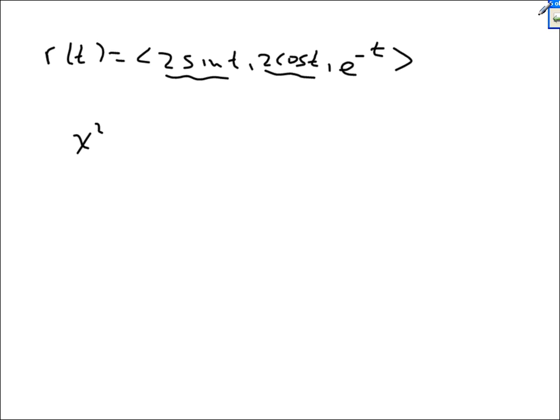You can have a very similar one. r of t is 2 sine t, 2 cosine t, e to the negative t. Well, if this is x and this is y, we just learned that x squared plus y squared equals 4. There's no difference between this and the last one, at least what I've done so far. And z is different this time. It's e to the negative t. Now this is always bigger than 0. It's not even ever equal to 0. Negative t can be any number, and e to any number is bigger than 0.